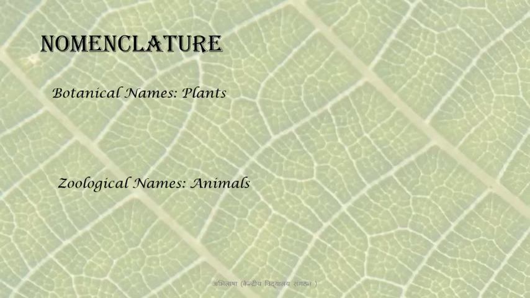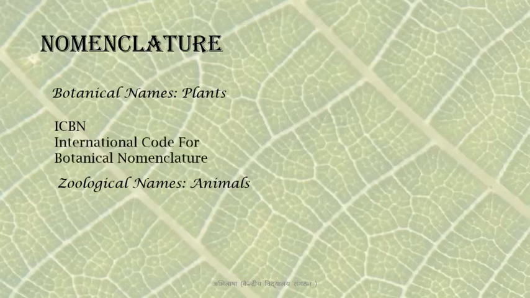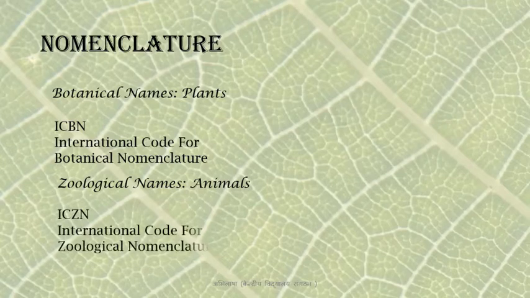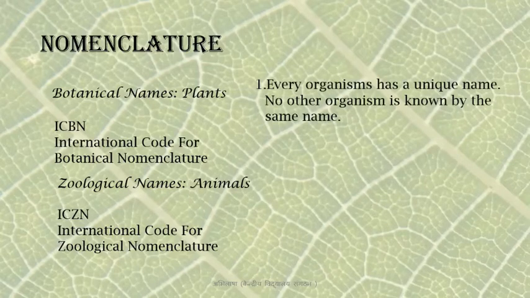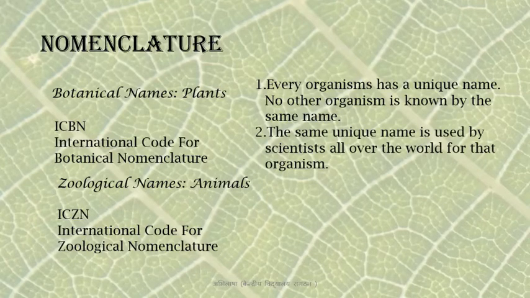The scientific names are decided based on a set of rules or codes. For botanical names, the codes are decided by ICBN or International Code for Botanical Nomenclature. For animals, ICZN or International Code for Zoological Nomenclature. Now these rules are universal and ensure two things: every organism has a unique name. No other organism is known by the same name. The same unique name is used by scientists all over the world for that organism. So scientific names are unique and universal.